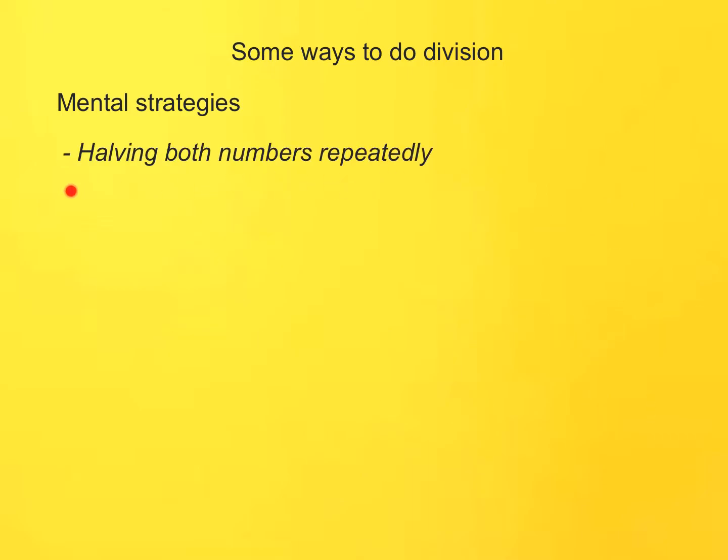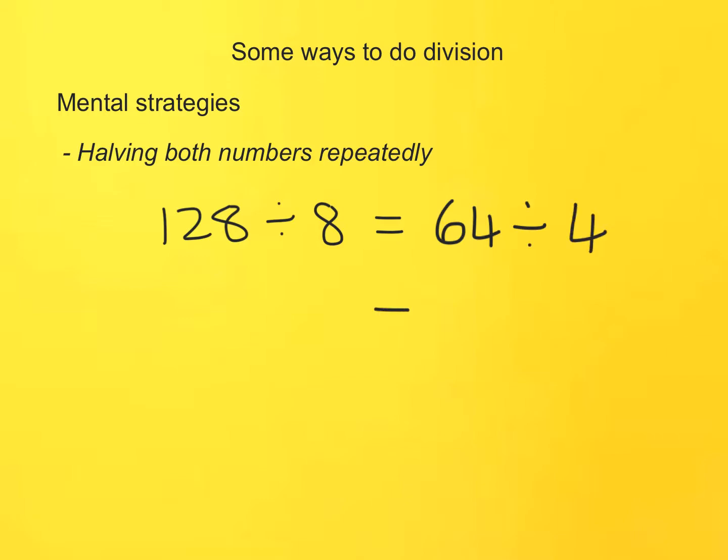A third strategy is called halving both numbers repetitively. So if we had, for example, 128 divided by 8, we're not sure what to do there, so we would say that if we halve this number, we need to halve the other number. What is half of 128? That is 64. And what is half of 8? It is 4. Still probably couldn't work that one out, so we'll halve 64 again and halve the 4 again. Half of 64 is 32, and half of 4 is 2. Now it's got to a size that we can work out. So what is 32 divided by 2? The answer there happens to be 16. So we've solved our problem of 128 divided by 8 by repetitively halving the numbers until we get our answer.